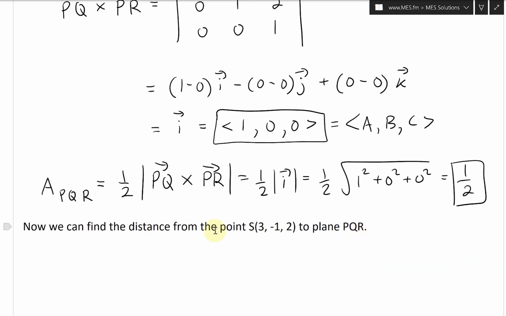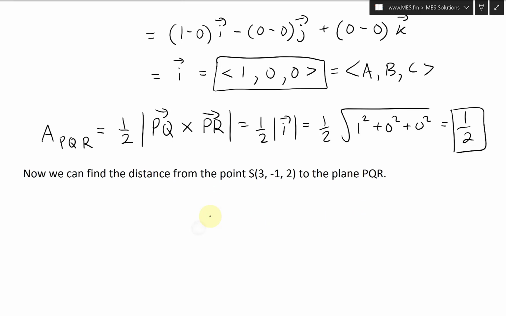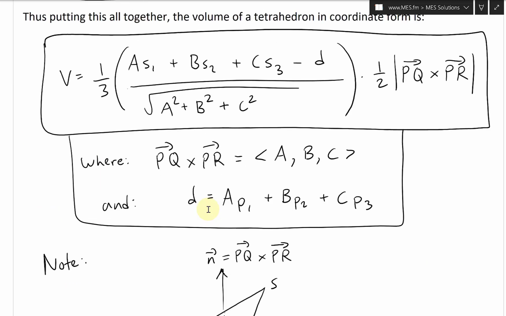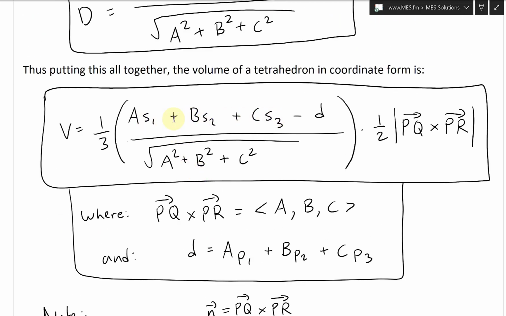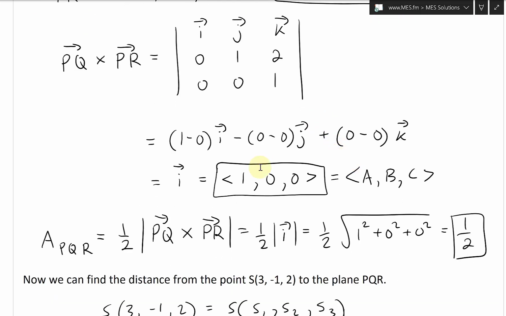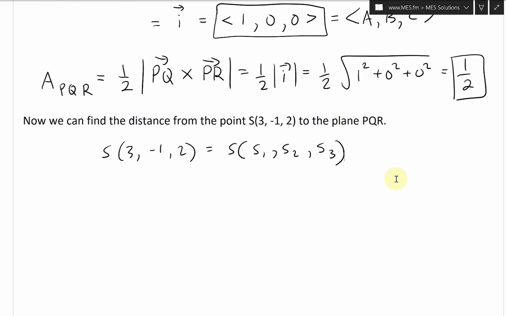Alright, so now that we have this, the next step is to find the distance from the point S, which has coordinates 3, -1, 2, to the plane PQR. So let's write this down. We have our point S right here, this is 3, -1, 2. In other words, these are the coordinates S1, S2, S3 that we were looking at, and that is for the equation. So there's S1, S2, S3. And we already know what ABC is. ABC is this right here. Yeah, so let's just write that down.